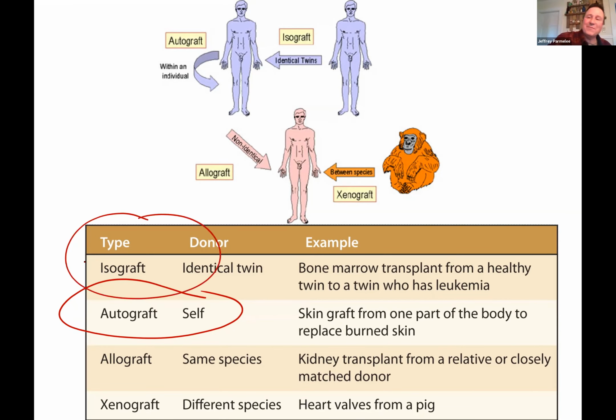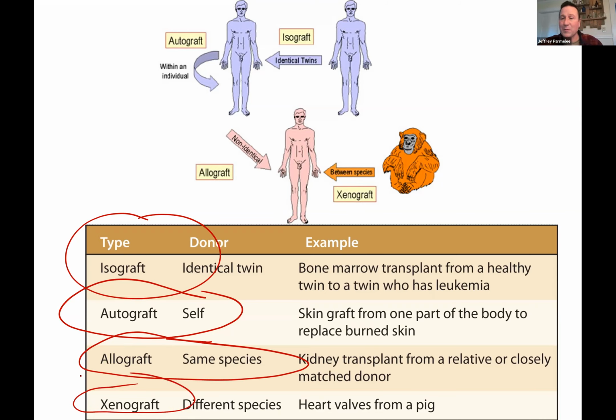Isograft is from a twin, an identical twin. And then an allograft is from someone else, a stranger. And then a xenograft, xeno means foreigner, means it's from a different species. Again, we put pig valves in our own hearts. You have to suppress your own immune system, but it works usually.